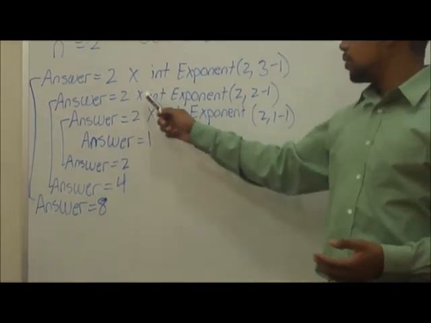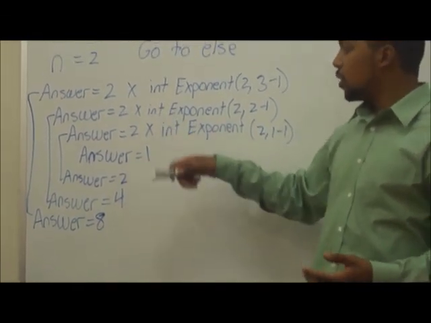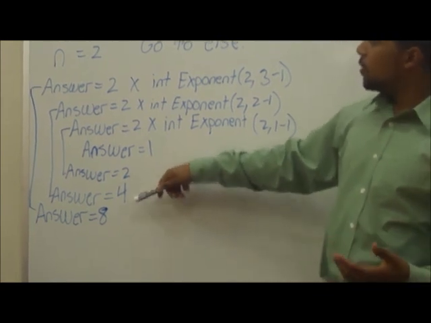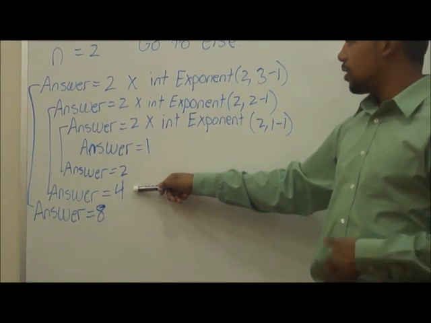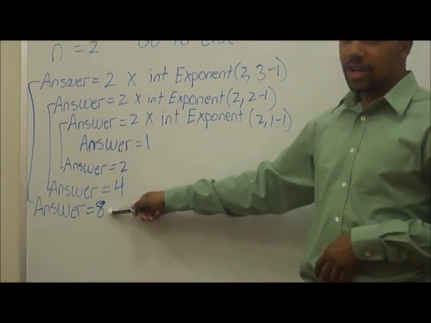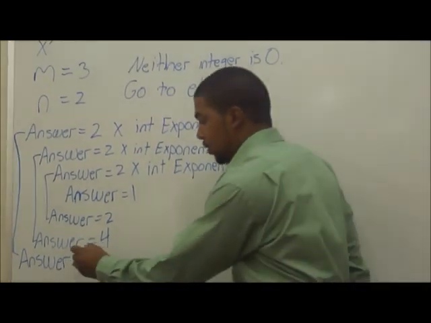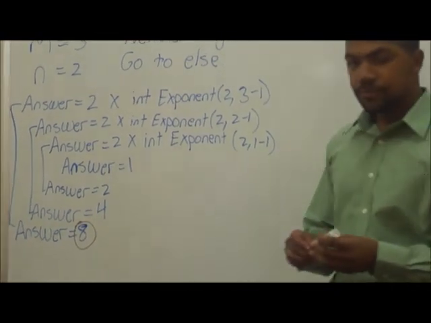And since we have 2 times that called integer, which is now 2, we're going to return 4. Go back to the final one before that, and we have 2 times the 4 that we just answered, and we return an 8. And 8 would be our final answer.